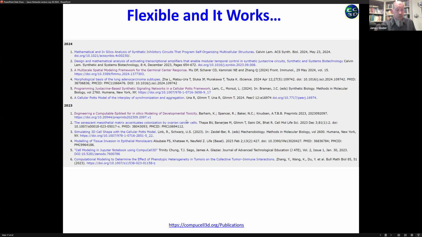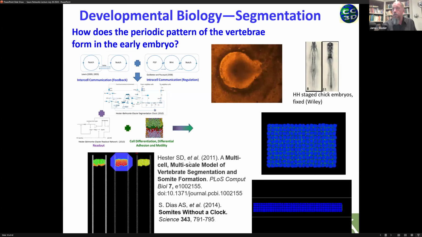Epiblast for developmental toxicity. So this is a rather detailed model of early embryonic development, trying to understand how chemicals can cause birth defects. Ovarian cancer model, so another cancer model. Simulating 3D cell shape. That's actually a model of tissue engineering. Modeling of tissue invasion, epithelial monolayers, another cancer model. And yet another cancer model. So people use this in a variety of contexts.